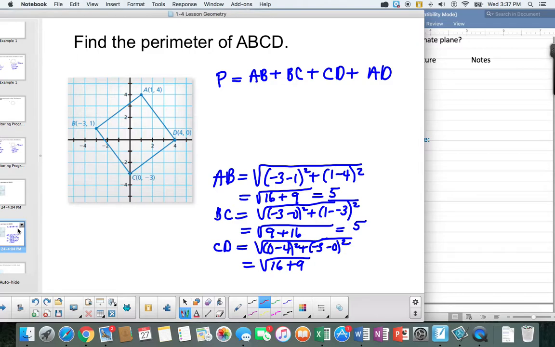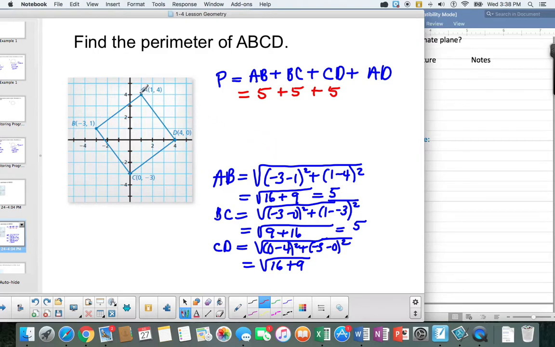Okay, here's the answer. Perimeter is the sum of all the sides. And you can see that already I've done some of the work. I've used the distance formula for AB, BC, and CD. So far, I know that this answer is 5, this answer is 5, this answer is 5, and I left the last one because I'm not going to use the distance formula here.